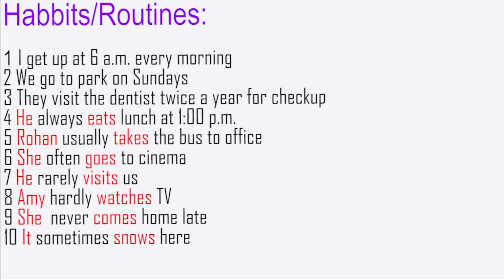Now I want you to go through the rest of the sentences. They visit the dentist twice a year for checkup. He always eats lunch at 1 p.m. Rohan usually takes the bus to office. She often goes to cinema. He rarely visits us. Amy hardly watches TV. She never comes home late. And the last one, it sometimes snows here.